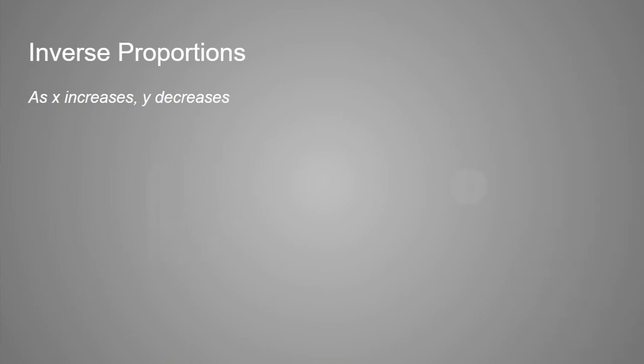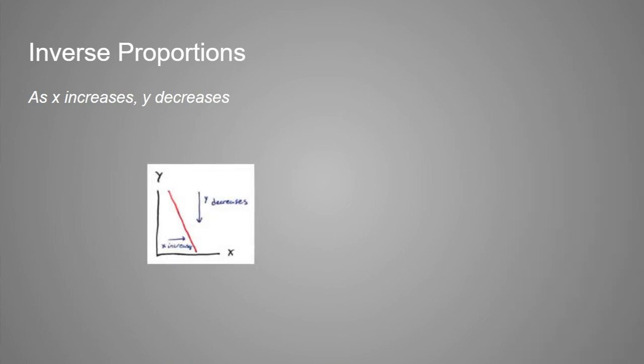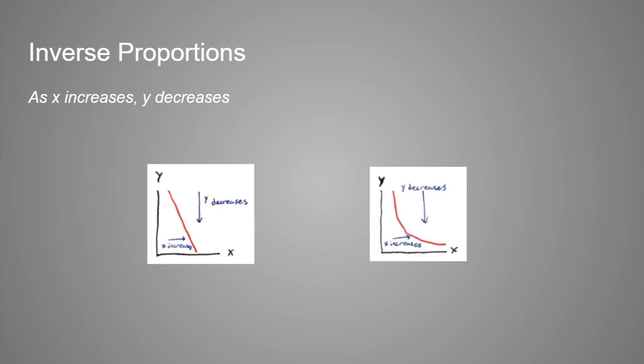So the first one is a linear relationship. X increases, y decreases. And the second is an exponential relationship, but it's the other half of the U, right, from that parabola. X is increasing, y is decreasing at a rate of x squared.